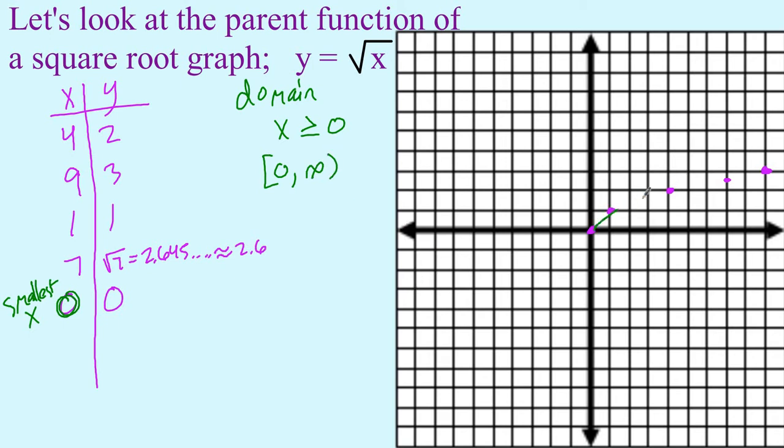So we finish off our curve. We try to hit every point and put a little arrow at this side. If you put an arrow here, I will mark that wrong. That is as far to the left as it's going.